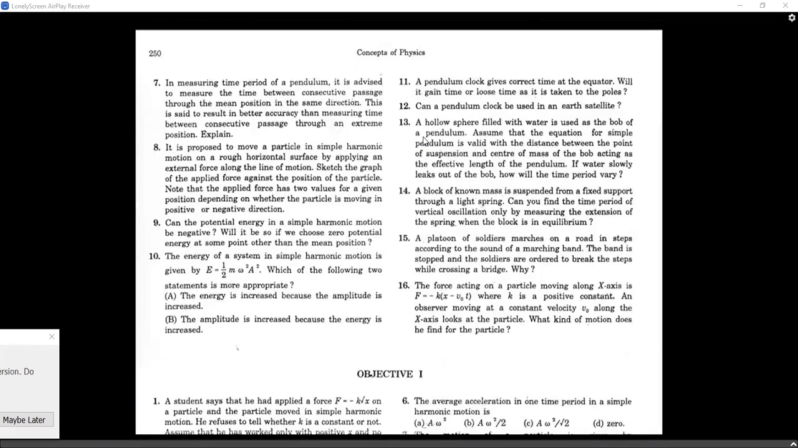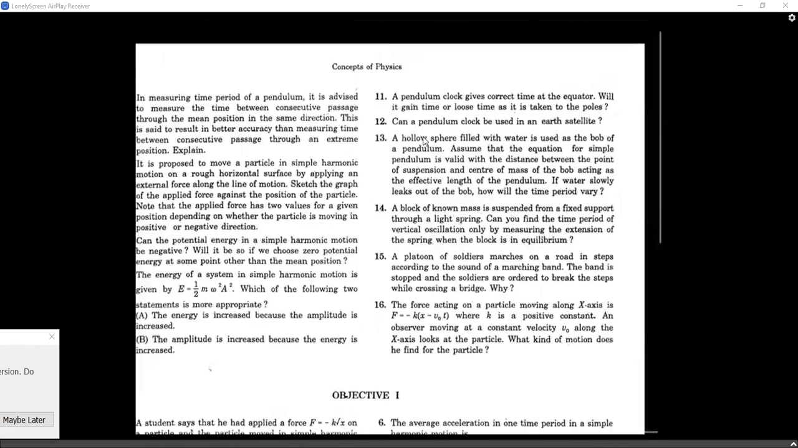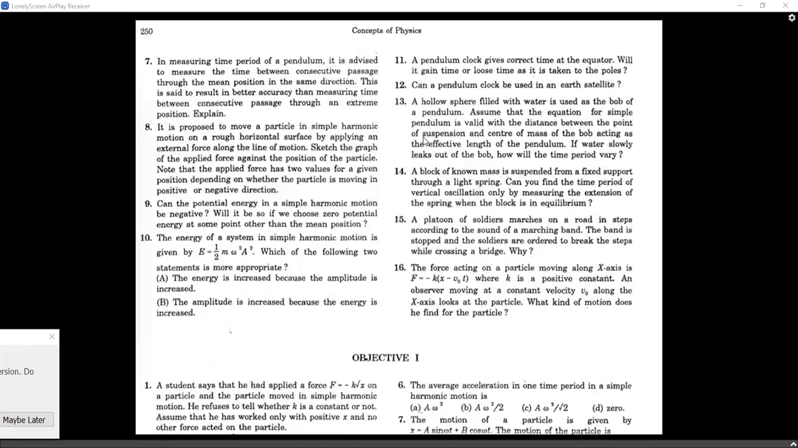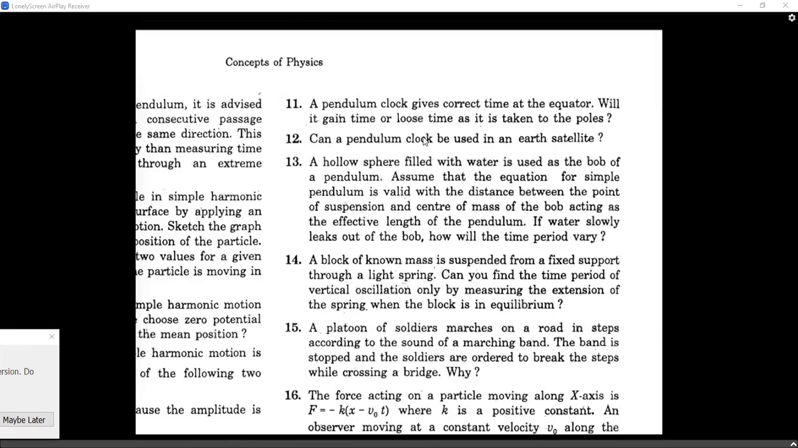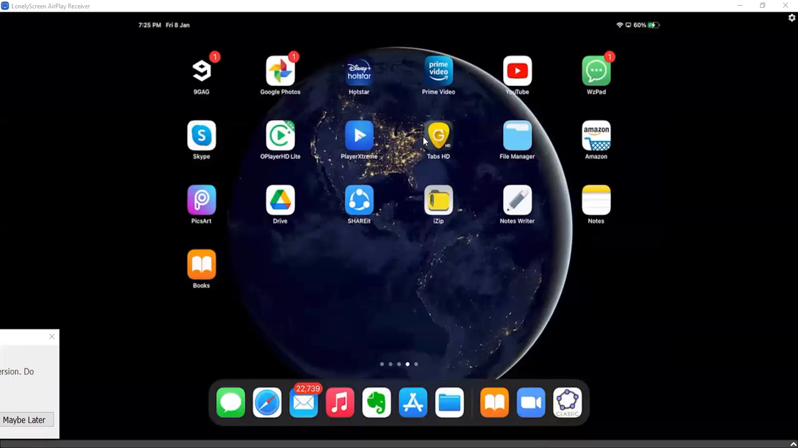Which one? The 13th, right, good. A hollow sphere filled with water is used as the bob of a pendulum. This is an interesting question, guys. Assuming the equation of a simple pendulum is valid, the distance between the point of suspension and the center of mass of the bob is the effective length. If water slowly leaks out of the bob, how will the time period vary? This is a very interesting question. Watch it, guys. Let me discuss it on a separate page.